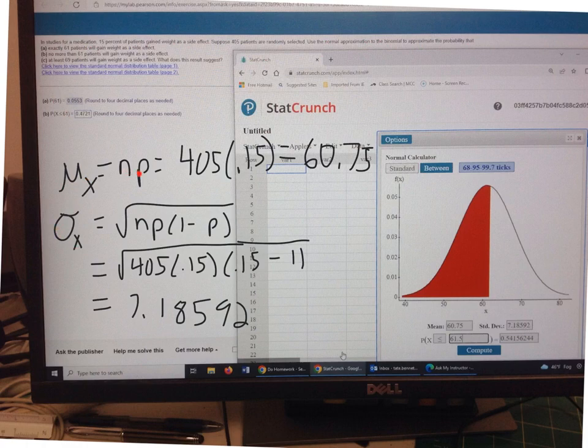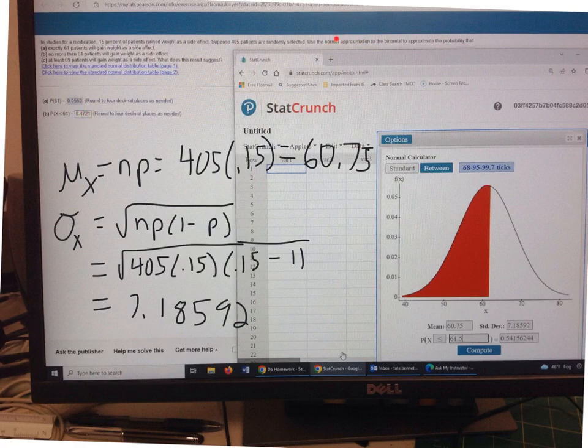The mean is n times p, 405 times, you got to change that to decimal, 0.15, so 60.75 is the mean. Standard deviation, square root of n times p times 1 minus p. So square root of 405 times 0.15 times quantity 1 minus 0.15. Put that in a calculator, comes out to roughly 7.18592. So you can use the normal calculator on these guys.